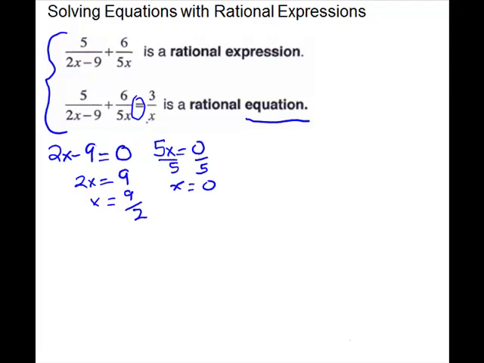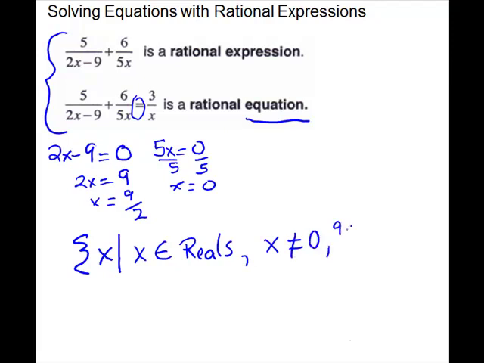So when we write our domain, if we do it with set builder notation, I'm going to say the set of all x such that x is an element of the reals and x is not equal to 0 and 9 halves.